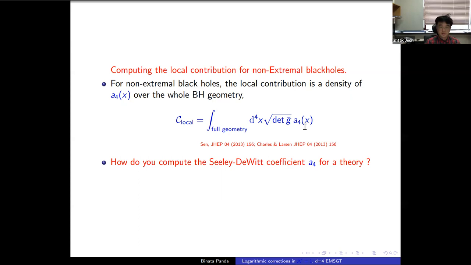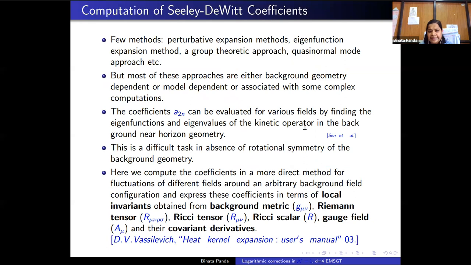It's fine. If things are clear, I will be happy, because the computation part is tricky. You have to do it by hand, but the concept should be clear, what we are doing. The next bigger task, I would say the tedious task for any theory, is to compute this coefficient, because once you know the coefficient, it's a kind of integration and you can calculate the log correction. But the hectic task is how you calculate these coefficients. There are different methods, like even in the heat kernel, there is a perturbative expansion method, an eigenfunction expansion method, then a group theoretic approach. Many groups follow different methods. But most of these approaches, as I said, are a bit hectic. So you have to assume.